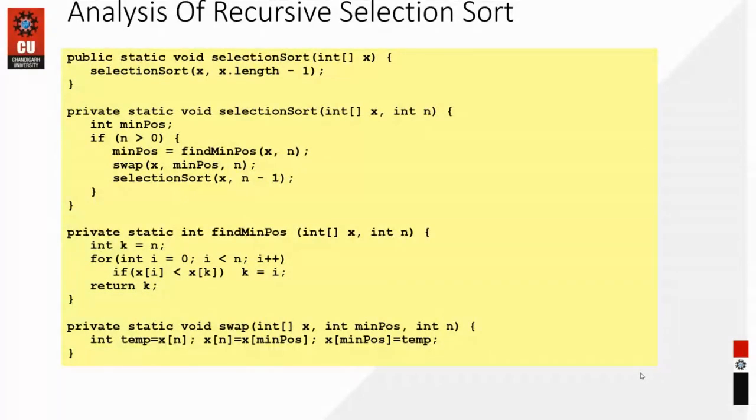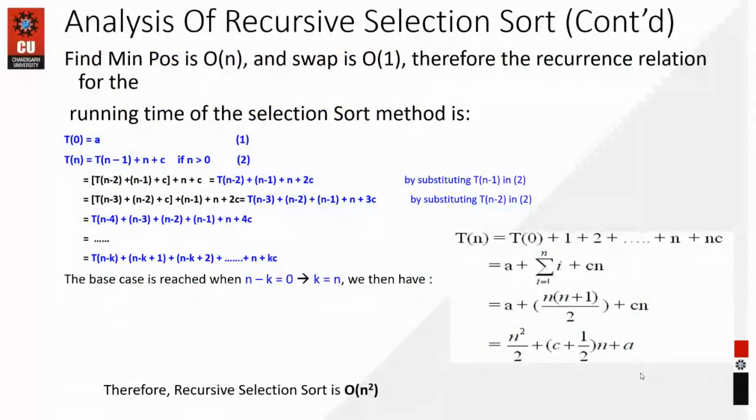After performing this recursive function, finding the minimum position is big O of n and swap is big O of 1. Therefore, the recurrence relation for the running time of selection sort is T(0) = a, and T(n) = T(n-1) + n + c, if n is greater than 0. These are the things you need to understand. I was discussing this part in the last class.